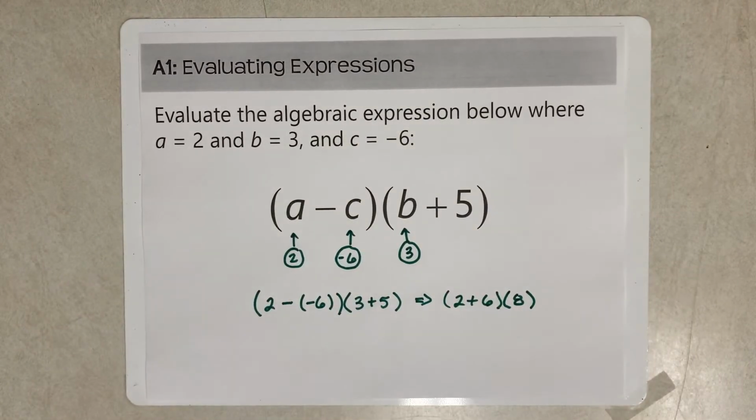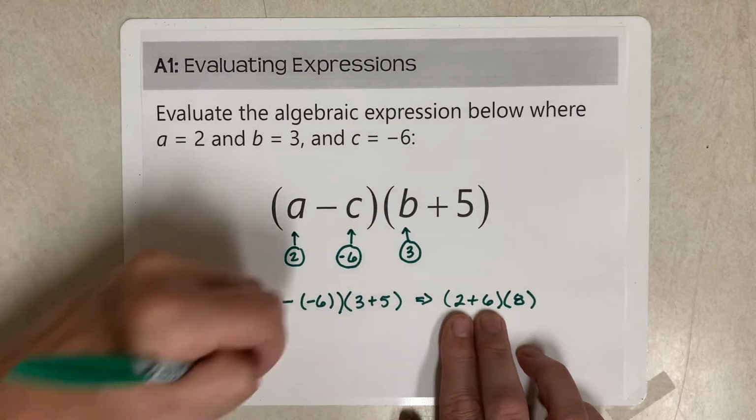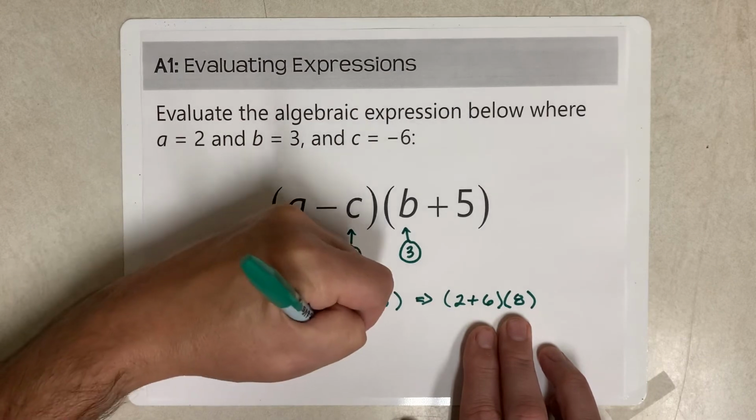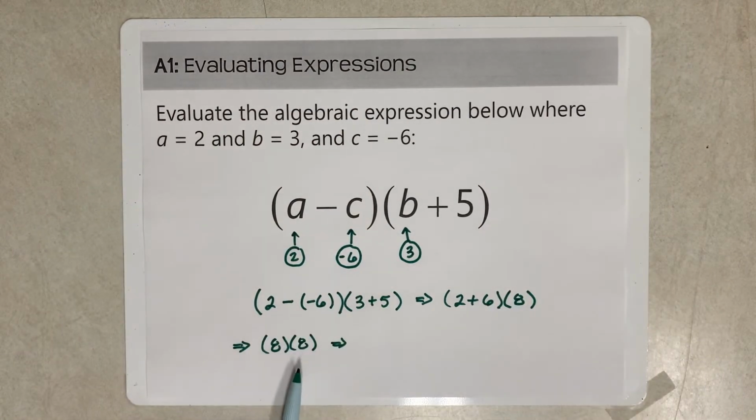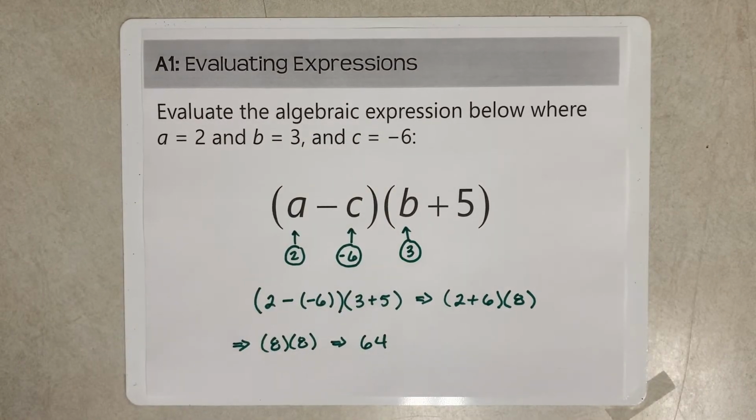All right, so now let's go ahead and add these two together. So next step, 6 plus 2 is 8. And 8 times 8 is, next step, 8 times 8 is 64. And that one should be done.